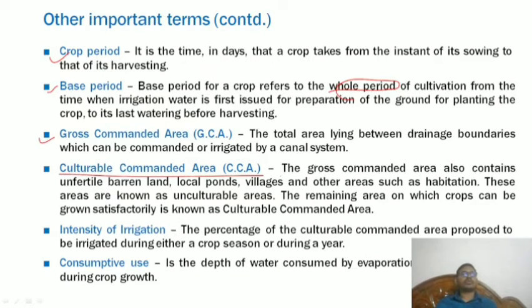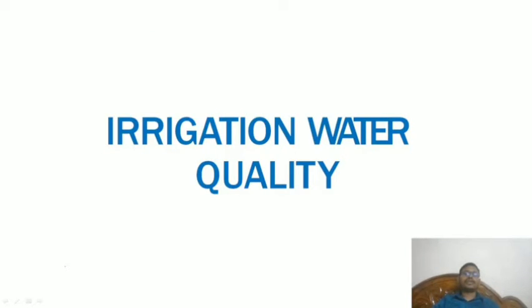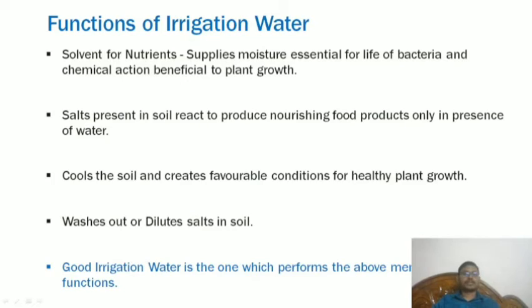Culturable command area is very important. The gross command area also contains unfertile barren land, local ponds, villages, and other areas such as habitations. These are known as unculturable areas. The areas on which crops can be sown and grown satisfactorily are known as culturable command area. In terms of irrigation, this is the percentage of culturable command area proposed to be irrigated during a crop season or a dry season. Consumptive use is the depth of water consumed by evaporation and transpiration during crop growth. Now, irrigation water quality. Functions of irrigation water quality, that means solvents for nutrients.